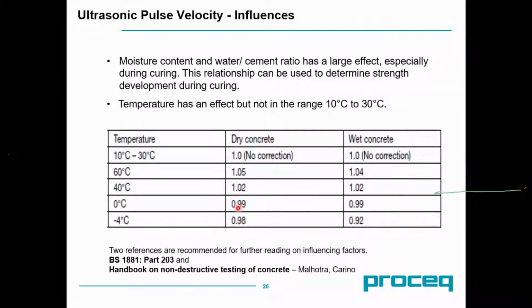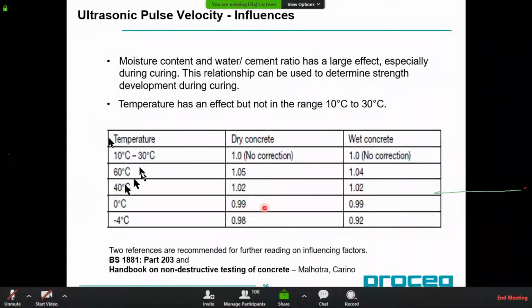Moisture has a large effect on concrete, especially during the curing stage. Temperature has an effect, but not in the range of 10 degrees Celsius to 30 degrees Celsius. Outside of this temperature range, there is a correction factor given in the standards that you can use to correct the UPV value. So those are some of the influences you can expect when doing the UPV measurement.